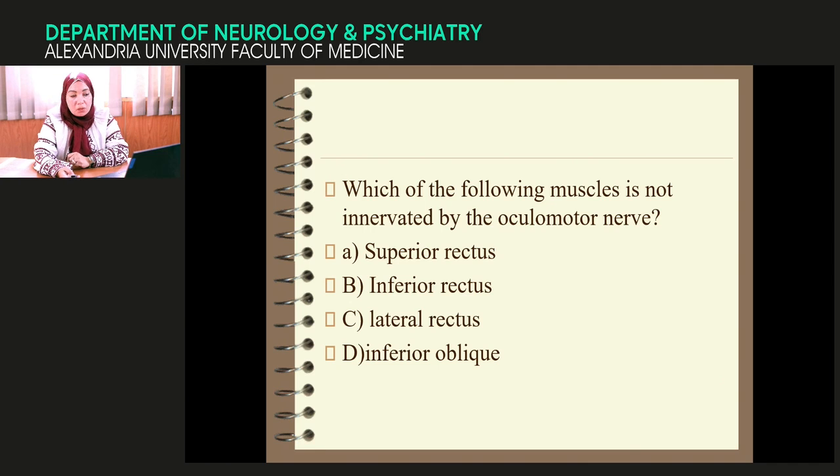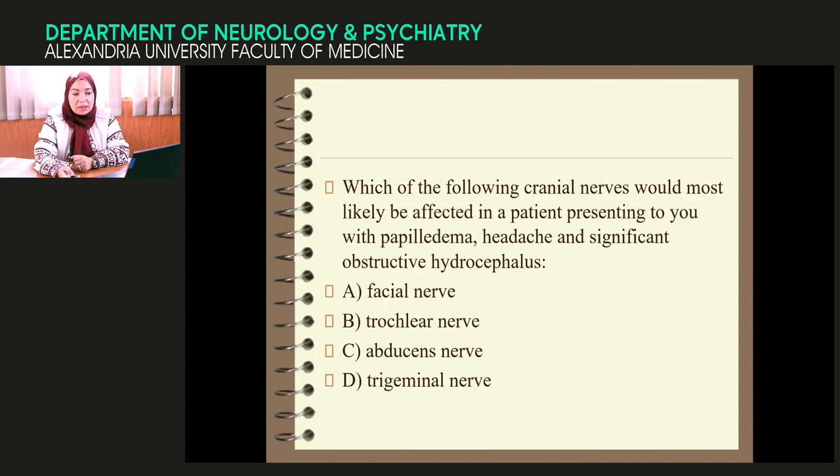Which of the following muscles is not innervated by the oculomotor nerve: superior rectus, inferior rectus, lateral rectus, or inferior oblique? Which of the following cranial nerves would most likely be affected in a patient presenting with papilledema, headache, and significant obstructive hydrocephalus? Which affected nerve: facial nerve, trochlear nerve, abducens nerve, or trigeminal nerve?